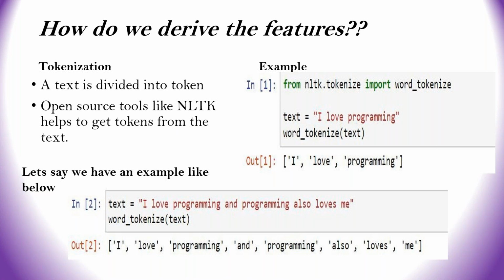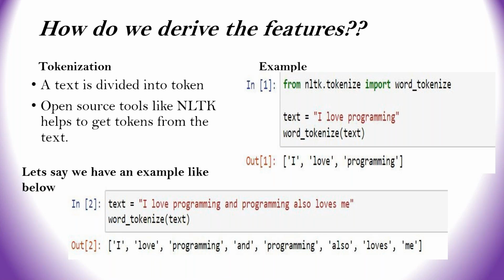We will see how a feature could be extracted using tokenization in Python. Let's say we have an example here: I love programming. I am using word_tokenize. NLTK is the library I am supposed to use. Tokenize is a module from which I am using word_tokenize. Why word_tokenize? Why can't something else?